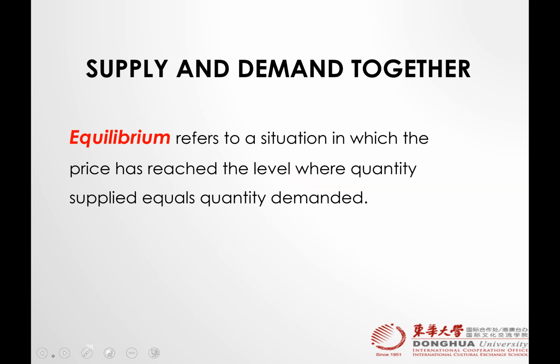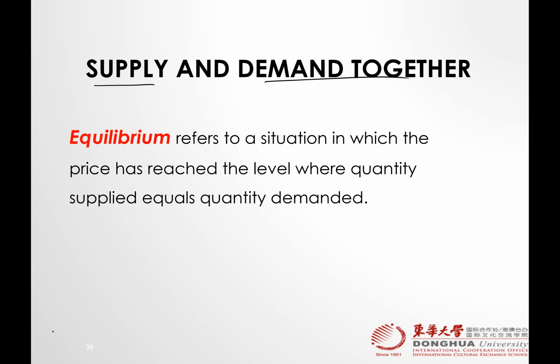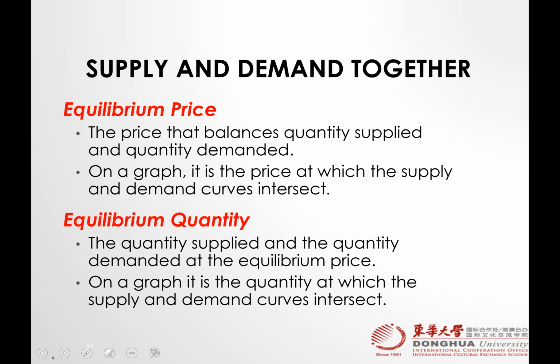Let's move further. Okay, now supply and demand together. Let's talk about that. So supply and demand together, let's talk about first the equilibrium. The equilibrium refers to a situation in which the price has reached the level where quantity supplied is equal to quantity demanded, right? So the equilibrium price and equilibrium quantity.